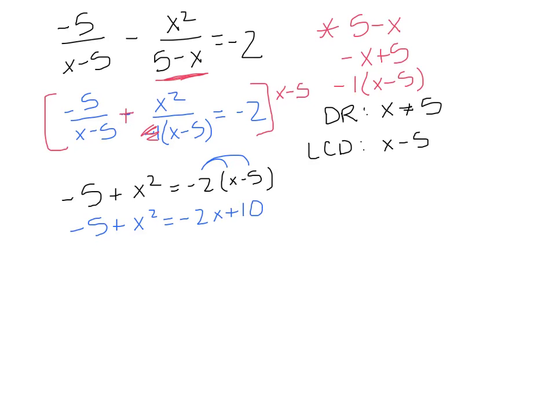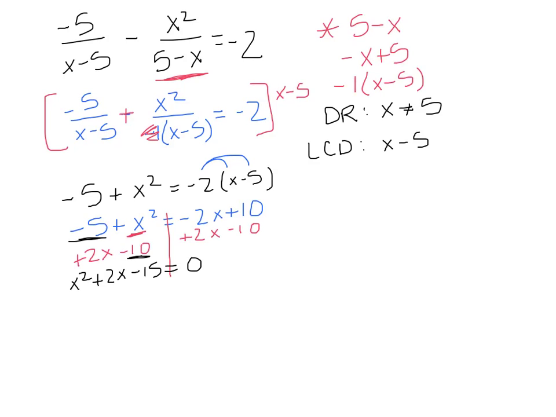Now I see that this is a quadratic, so what we need to do is get it to equal 0. Since x squared is over on the left-hand side and it's positive already, I'm going to move everything to the left. That means I'm going to add 2x to both sides, and I'm going to subtract 10 from both sides. So what we're going to end up with is x squared plus 2x minus 15 equals 0. It's minus 15 because those are like terms and I combine them.